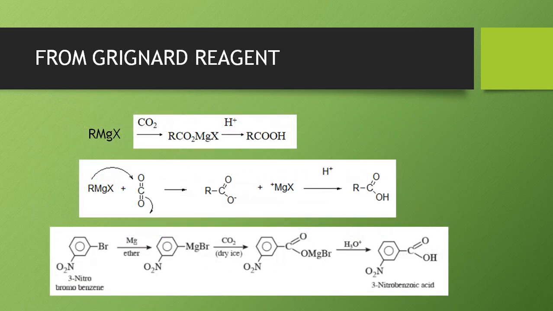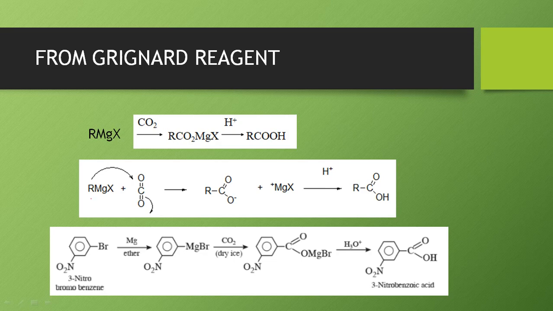Next is from Grignard reagent. Grignard reagents react with carbon dioxide to form salts of carboxylic acids, which on hydrolysis will give carboxylic acids. After acidification, you can see the basic reaction. The basic reaction is RMgX with carbon dioxide will give you RCOOMgX. You can see the mechanism also.